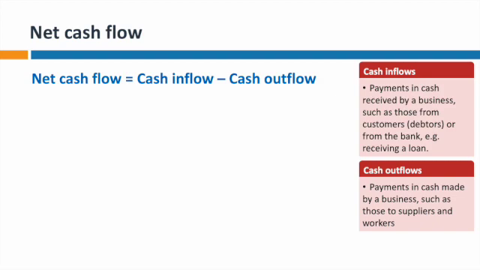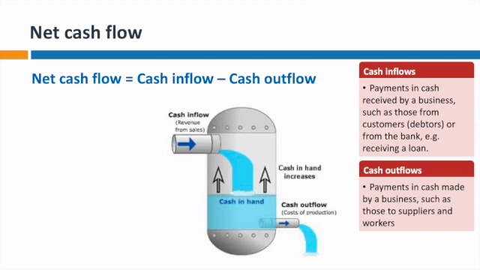So net cash flow, we know that we calculate that as cash inflow minus cash outflow. So remember, we say that at any given moment, a business is measuring the cash that it has in hand. Based on how much cash is inflowing to the business and how much cash is outflowing from the business, the cash in hand either increases or decreases. The cash in hand can never be a negative number.